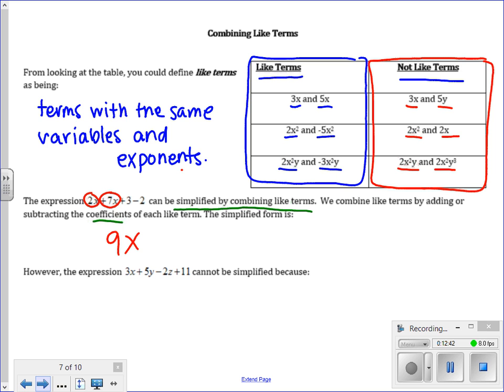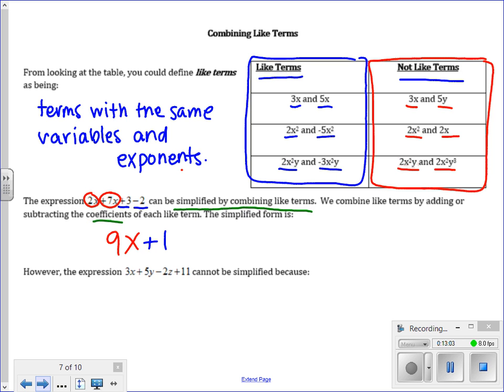Then I look at the constants. The constants here are plus 3 minus 2. Those are like terms because they both do not have any variable. So positive 3 minus 2 is plus 1. 9x plus 1 is the simplified form of 2x plus 7x plus 3 minus 2.